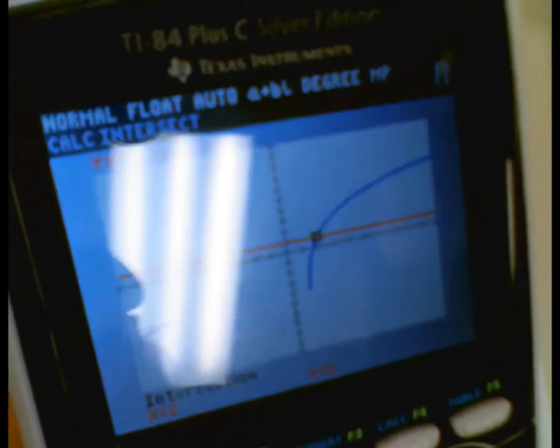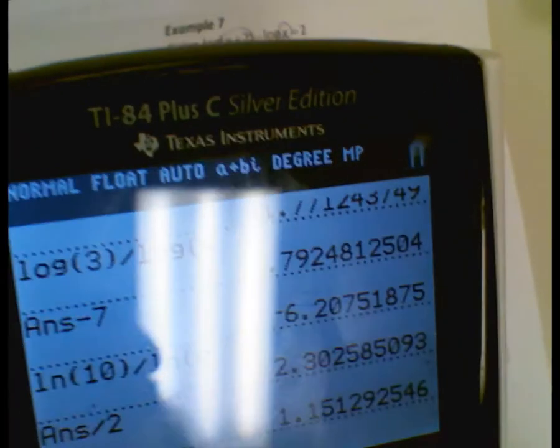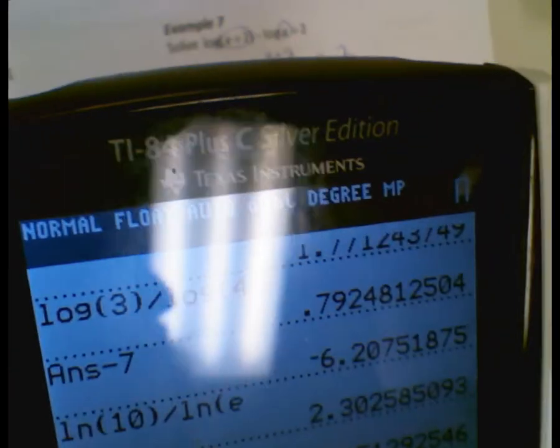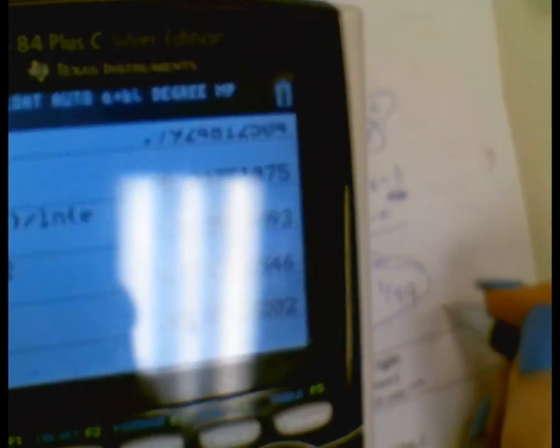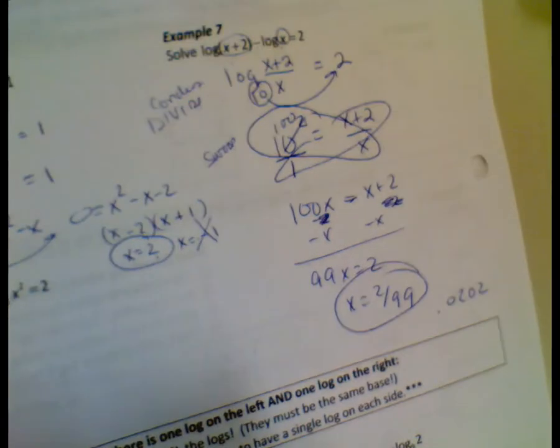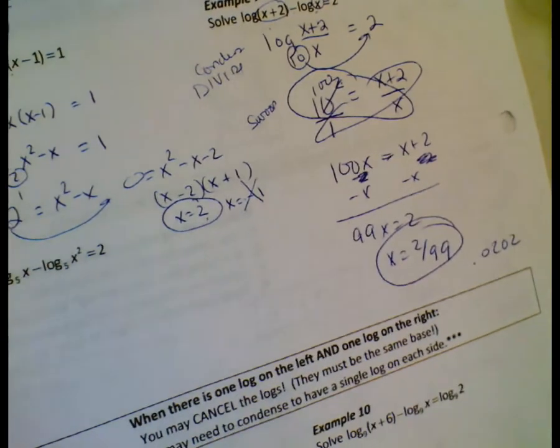What is 2 divided by 99? 0.0202. Be my guest, put that in the calculator, but I'm not.